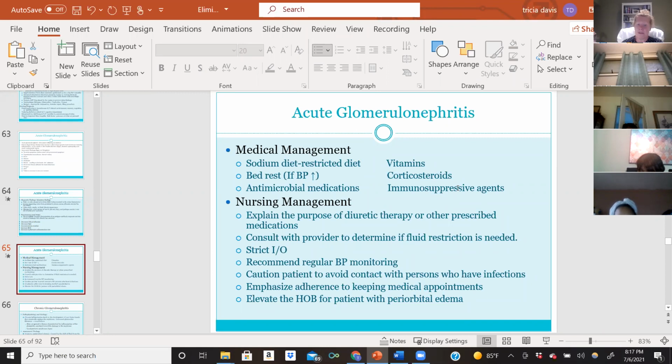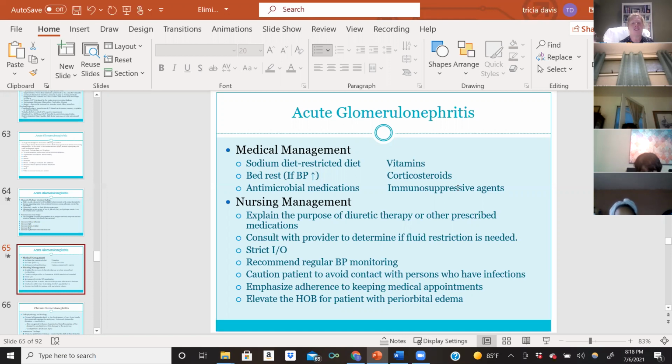Consult with the provider to determine if a fluid restriction is needed. So we know our patients that have too much fluid or that have congestive heart failure, we don't want them just drinking as much fluid as they want because it can be detrimental to them. So some of them need to have a fluid restriction. Obviously, strict I's and O's.